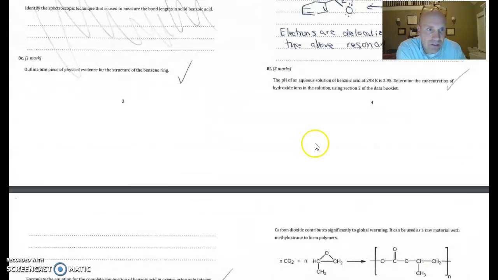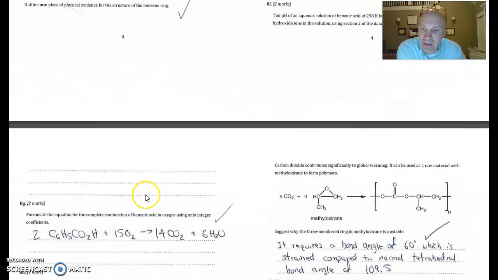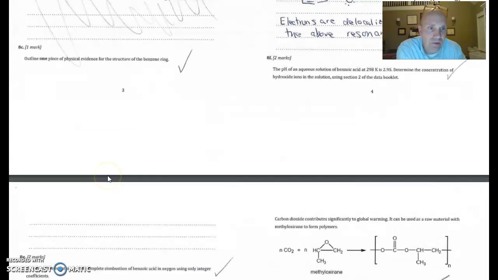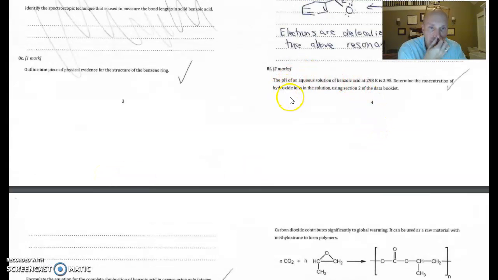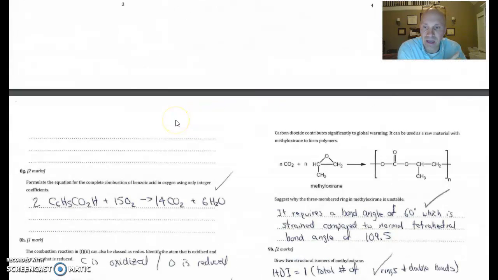I'm not going to go into the calculation of a pH. You should know how to do that. It would be done with the standard pH equals the negative log of the H3O+. We cover that in the pH in the acid-base unit.